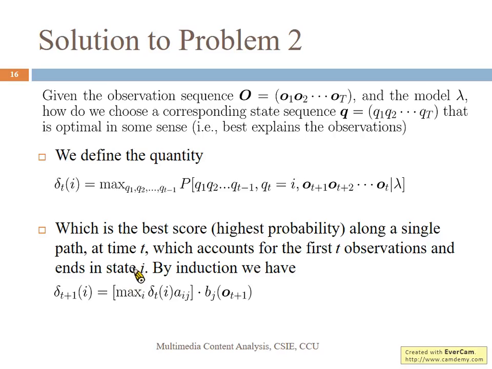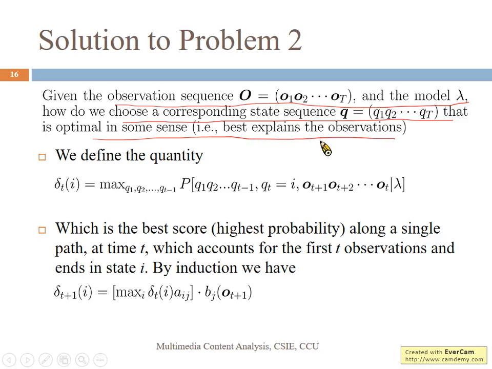Now we are ready to solve the second problem. The second problem is, given the observation sequence O and the model lambda, how do we choose the corresponding state sequence Q that is optimal in some sense, or that can best explain the observation? So given the observation sequence, we want to find the most appropriate state sequence that can generate such an observation sequence, based on alpha and beta.